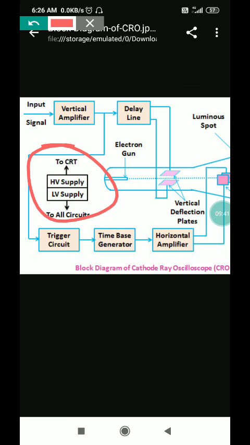So this is your block diagram. Okay, the central part of the block diagram is the CRT, that stands for cathode ray tube, and CRO stands for cathode ray oscilloscope. There are two main sections: horizontal section and vertical section. There are two types of deflection plates, horizontal deflection plate and vertical deflection plate, and you have to write in detail about each of these blocks. Okay, thank you.